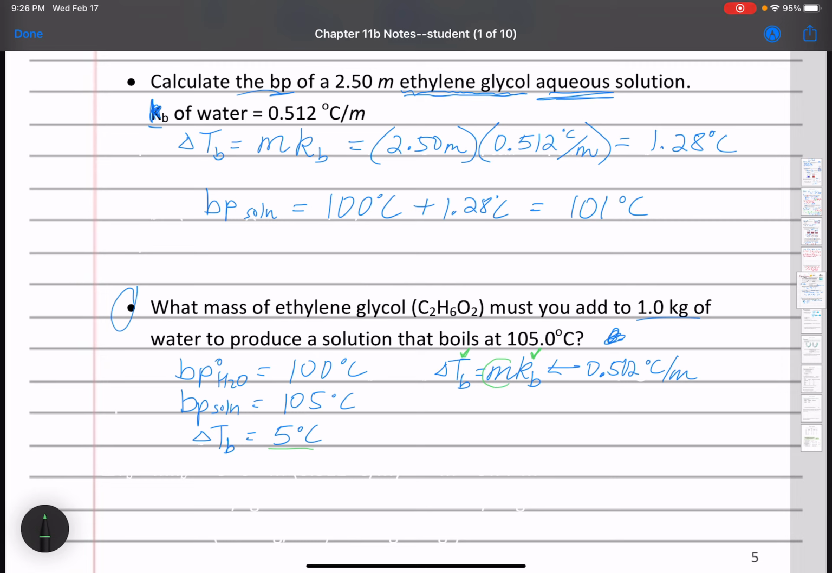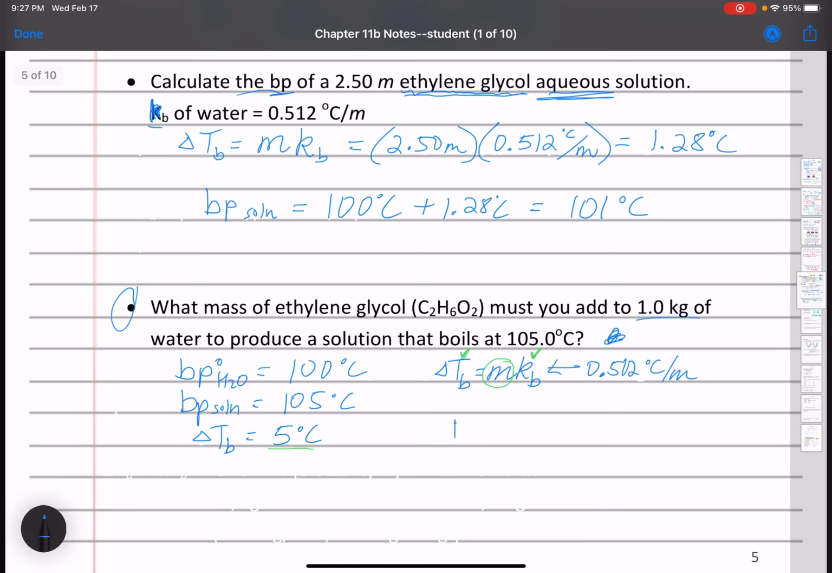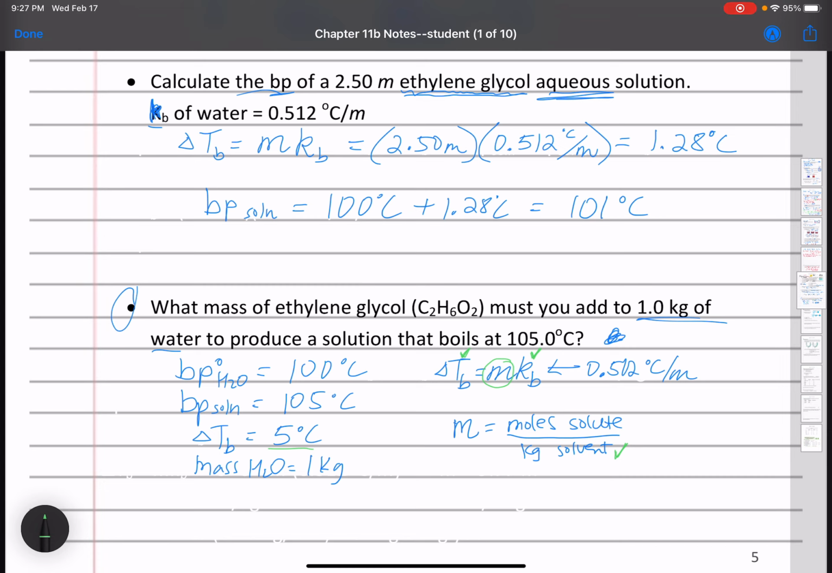So we can solve for molality, which we're going to need to do, because after this, we're going to need to use the equation for molality. And molality is, of course, moles of solute per kilogram of solvent. And it does give us 1 kilogram of water. I'm going to say mass of water, 1 kilogram. So we know that, so I'm going to check that off too. We already have this information. So we're going to first find the molality, plug that in here so that we can find the moles of the solute. And then once we know the moles of the solute, we can use the molar mass to figure out grams, because that's ultimately what we want to do. We want to find the mass of ethylene glycol.